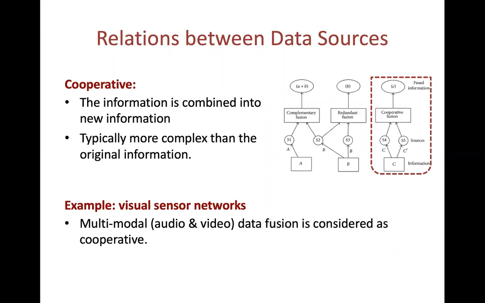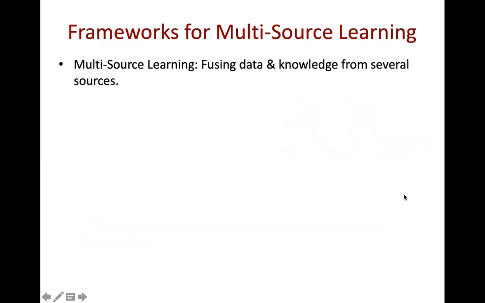So separately, these two sources are simple and don't bring too much meaning, but combined together, they build new, more complex information. And this more complex information, in fact, can be used for applications that were not even possible with separate data pieces. So this is the cooperative data fusion.